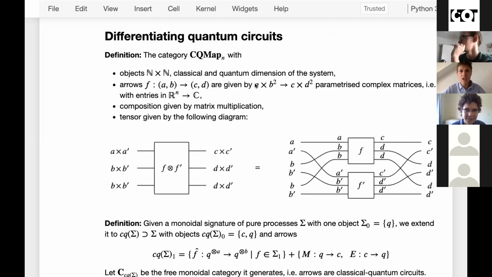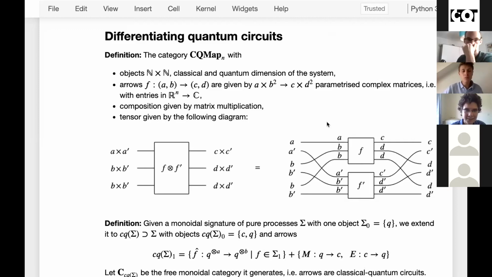of shape A times B squared to C times D squared. And then composition is given by matrix multiplication as usual. The tensor is going to be defined as this kind of reshuffling of wires. Essentially, we want to keep the quantum dimensions and the classical dimensions in order when we tensor diagrams. Okay, so now that's going to be our semantics.